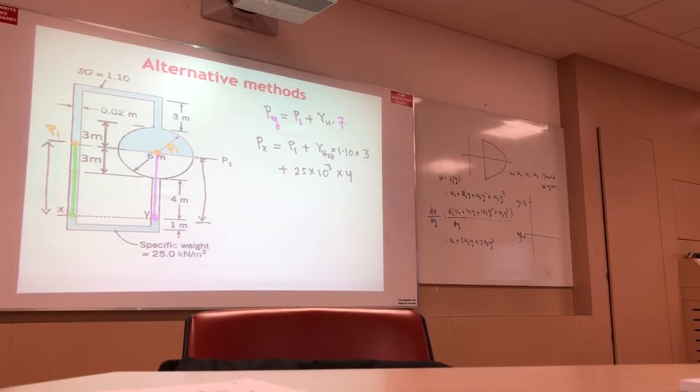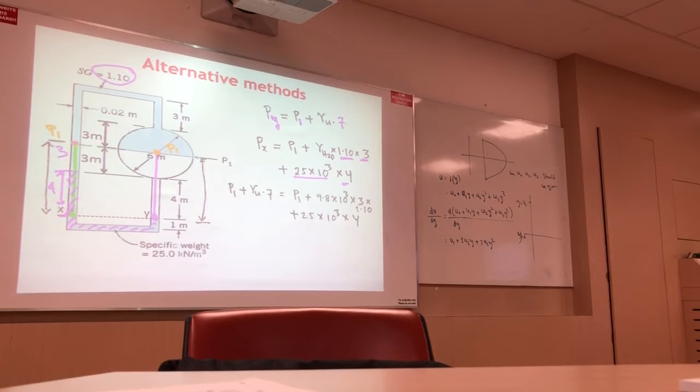Py becomes P1 plus the unknown fluid, gamma U times 7. Then Px becomes P1 plus, this is the water, right? Gamma H2O times 1.1, specific gravity, up to here. Then this is the unknown fluid: 25 times 10 to the minus 3, and the height is 4, right? From here to here is 4 of unknown fluid, and here is 3.